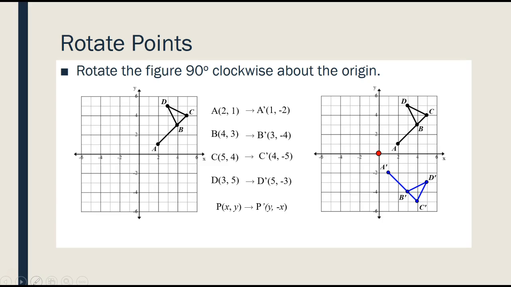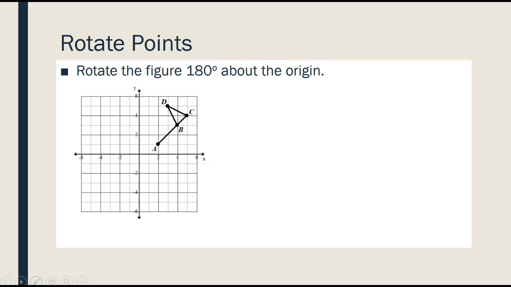So for our 90-degree clockwise rotation about the origin, again, our X and our Y's flip places, they exchange places, but this time it's our X that's the opposite. And again, you will most likely see it in terms of A's and B's rather than X's and Y's. The last type of rotation I'd like to look at is the one for 180 degrees about the origin.